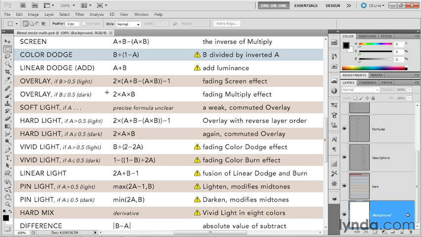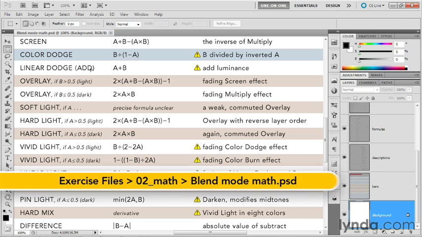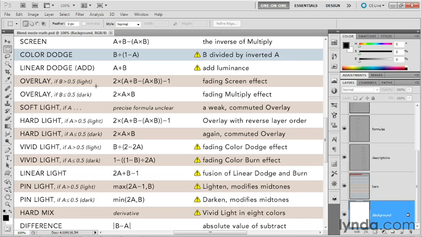In this exercise, we're going to take a look at the more complex contrast formulas. And you can see that I've gone ahead and scrolled down inside this file, blendmodemath.psd. And I've also assigned these formulas a slightly different color scheme, just so you can tell them apart.